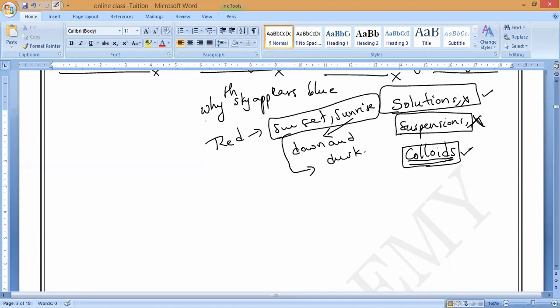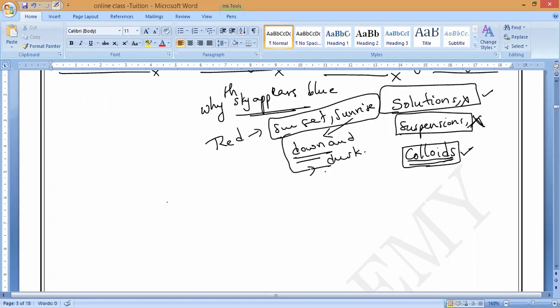Now, if you want to understand this experiment to study the scattering of light, we want some kind of setup. So we will discuss an experiment to understand how the scattering of light leads to the blue color of the sky, and second, the red appearance of the sun during sunrise and sunset. Both we will study now.